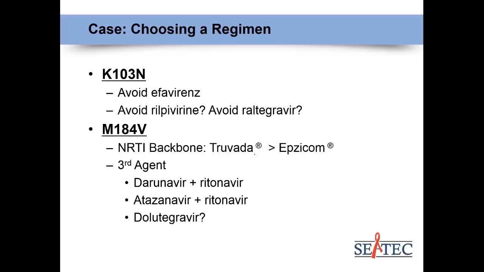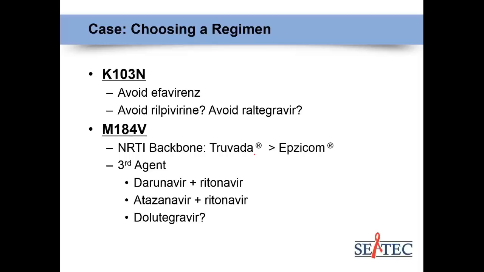In terms of the M184V mutation, and this is one you really are going to want to know because you're going to see it again and again, we're going to prefer Truvada to Epzicom as our backbone. As you saw, the virus becomes hypersusceptible to tenofovir. Of course, we wanted Truvada anyway in this patient because of hepatitis B.